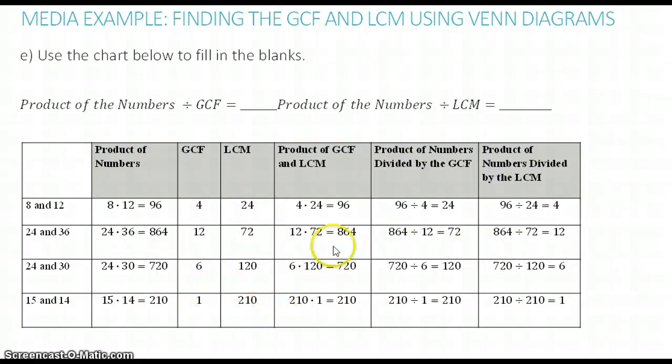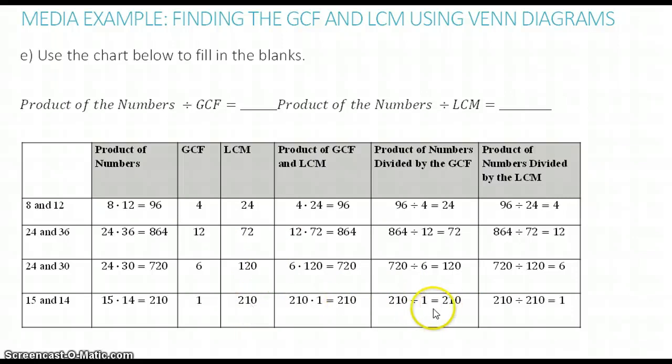Okay? So now here's what we want to look at. We're asked to find the product of the numbers divided by the GCF equals what? Well, this exact number is going to be different for each problem, but there's going to be a pattern or a relationship we can see here. So let's look at the product of the numbers divided by the GCF. Well, here we get 24. Well, notice that's the LCM. Here we get 72. Well, that's also the LCM. And it looks like this pattern holds for all of these.